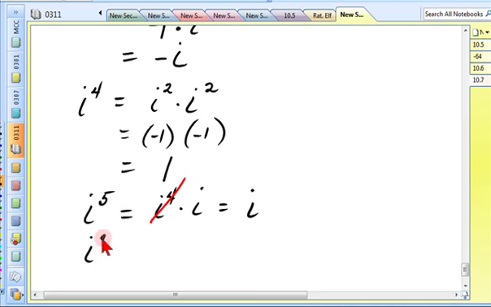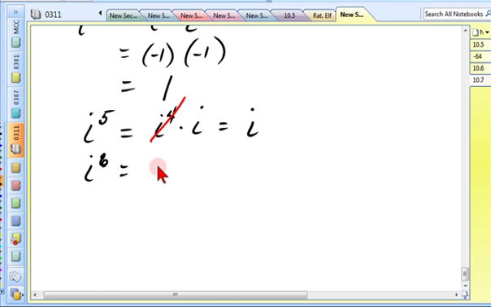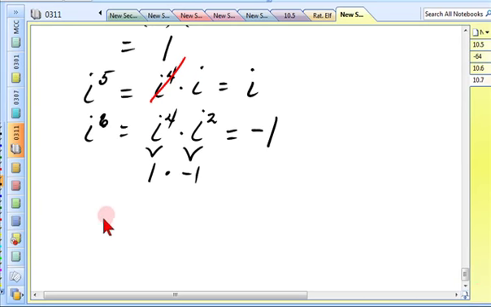I to the sixth. I like I to the fourth because it's 1. And what would the other power of I have to be? I squared. Okay, I know this one is 1, and I know this one is -1. I multiply those for -1. I promise I'm not going to keep this up forever.